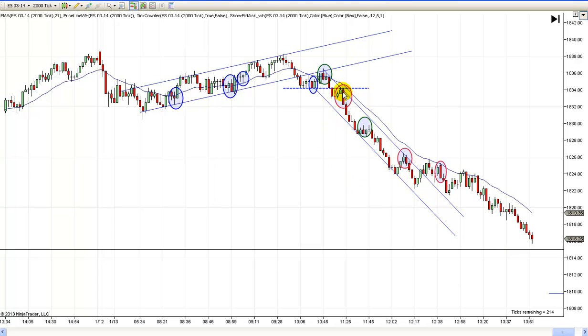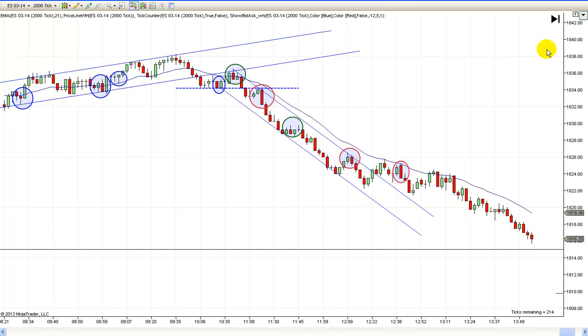If you didn't enter here, you got another really great entry here. Again, your runners were safe, and you still got to ride them out. But this is just a breakout pullback short. And then this one was a little more aggressive, but it's a failed second entry long right here. And again, it's a reversal bar. It did back up, but notice it never went higher.